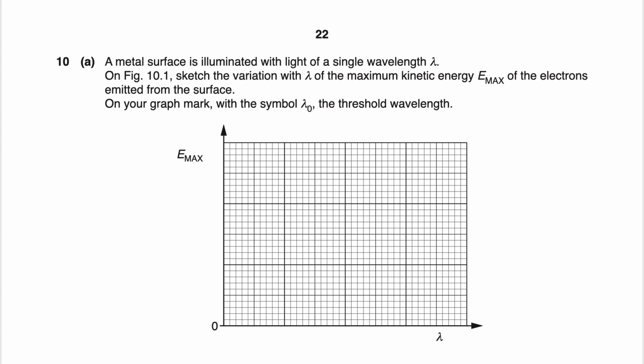On your graph, with symbol lambda naught, mark the threshold. First we have to mark the threshold wavelength. Let's take this point as the threshold wavelength. Then how can we draw it? Do we know any equation? Yes, E equal to h nu. What is nu? It's c by lambda. So the equation you get is E equal to h c by lambda, where c is the velocity of light, h is the Planck constant, and lambda is the wavelength.